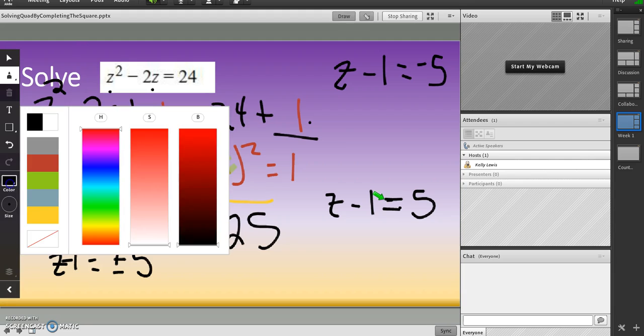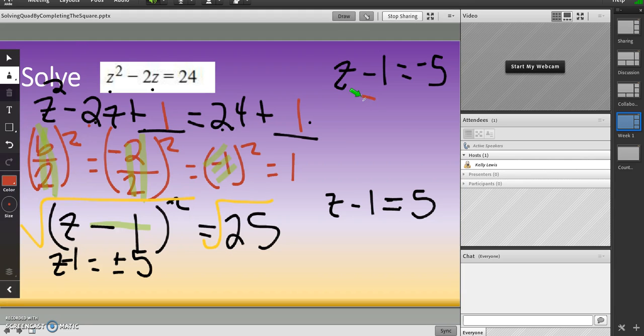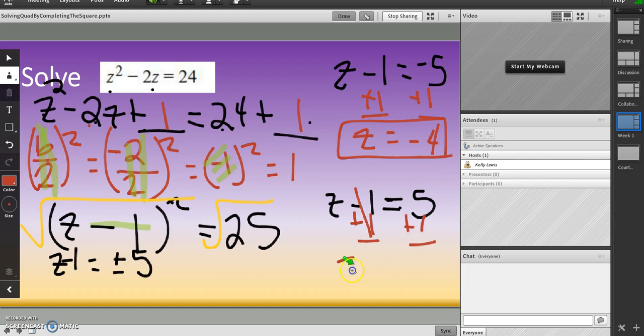All right, when I do this, I need to add 1 to both sides. And I get z equals -4. I need to add 1 to both sides. I get z equals 6. And those are my two answers. I'm going to get two answers 99% of the time. And let's do another one.